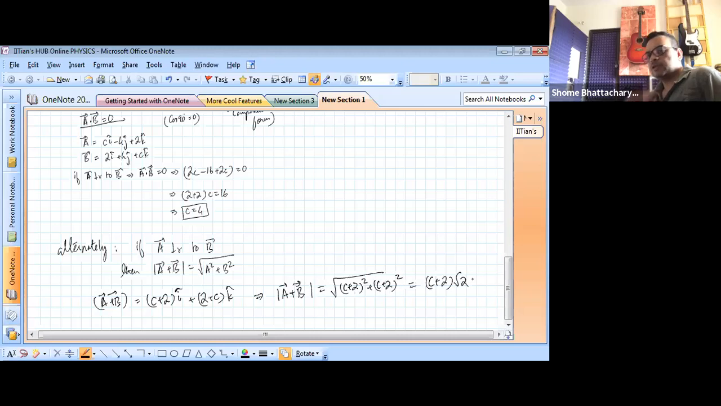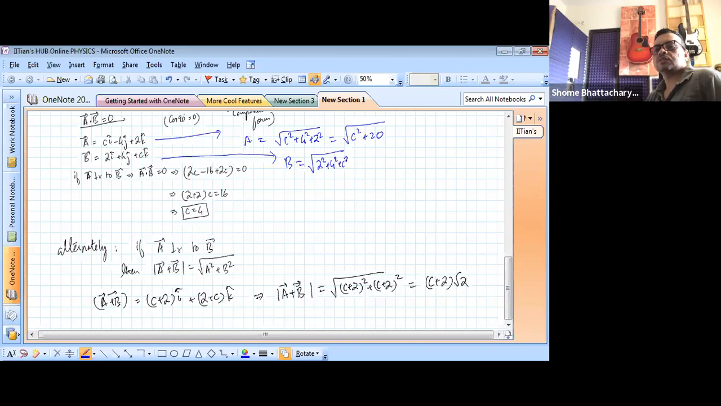Now you can also see from this what is the magnitude of the vector E itself. You can see above, the magnitude of the vector E is root of C square plus 4 square plus 2 square. So that is root of C square plus 20. And magnitude of B is also the same, 2 square plus 4 square plus C square, so that is root of C square plus 20. Now you apply this condition here.